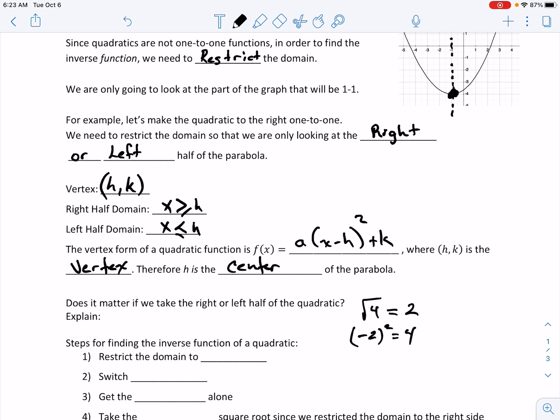So does it matter if we take the right or left half of the quadratic? No, but it's more traditional to take the positive. So more often than not, we'll use the positive or right half, because it's more traditional and we have more application for taking the square root and having a positive outcome.